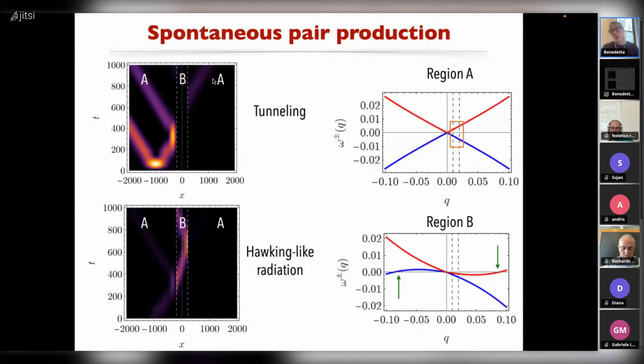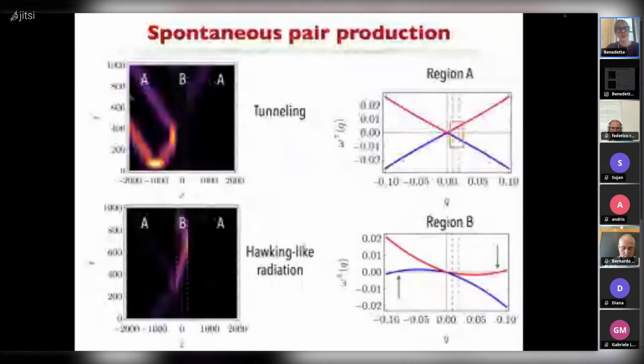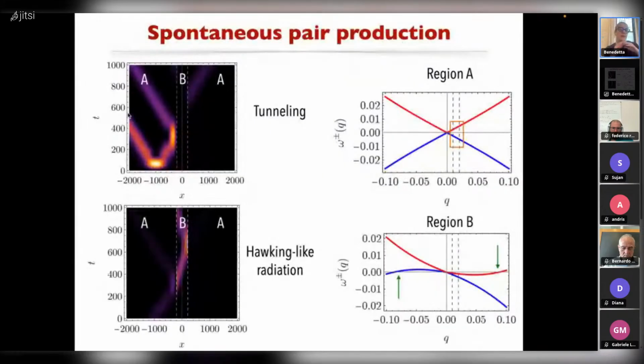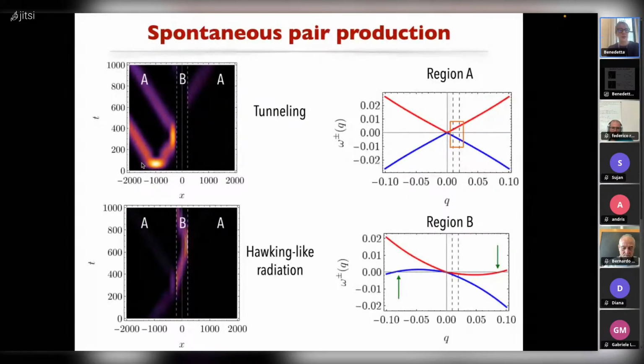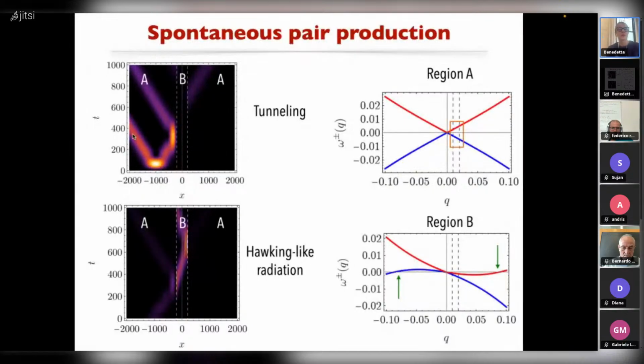So what do we see? What I'm showing you is a simulation in which we start with a Gaussian wave packet in our region A that contains states of this type and states of this type. Hopefully you can see my cursor. Okay, so we launch this wave packet in region A, and you will see there are two components, right? One that moves to the left, and one that moves to the right. The one that moves to the left is not really what we are interested in now. What we're interested in is what happens to the one that moves to the right.